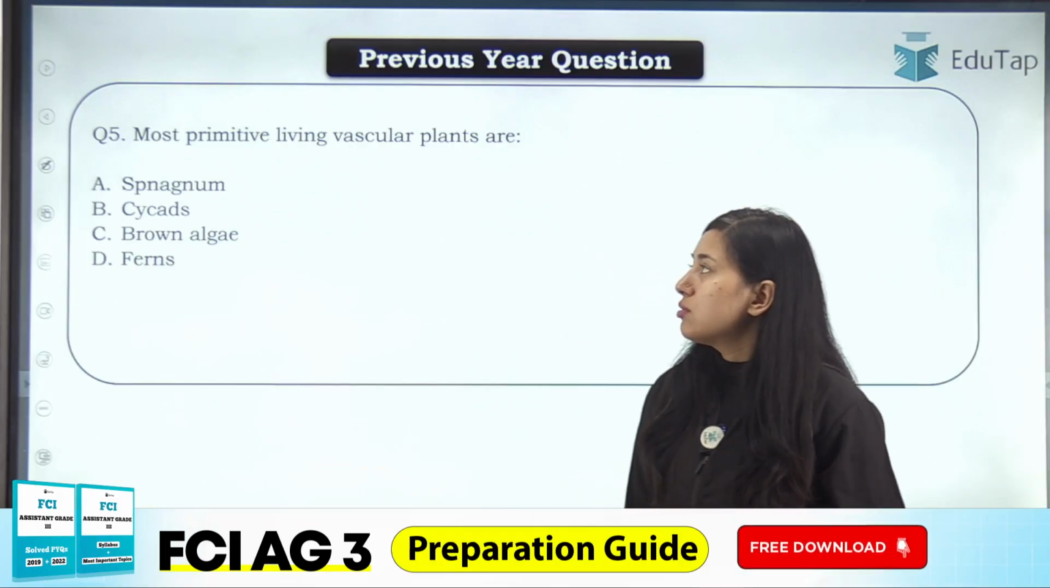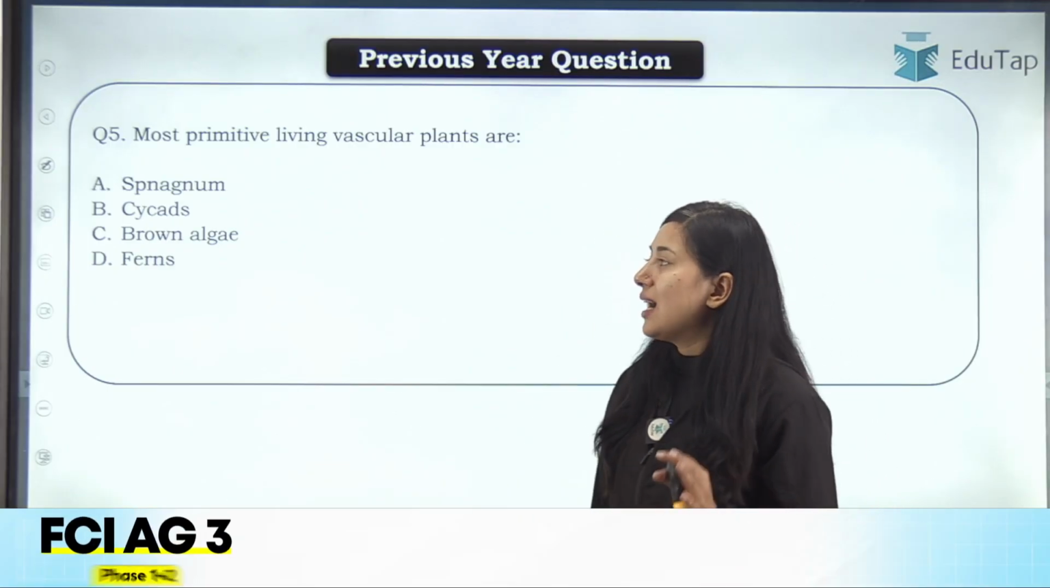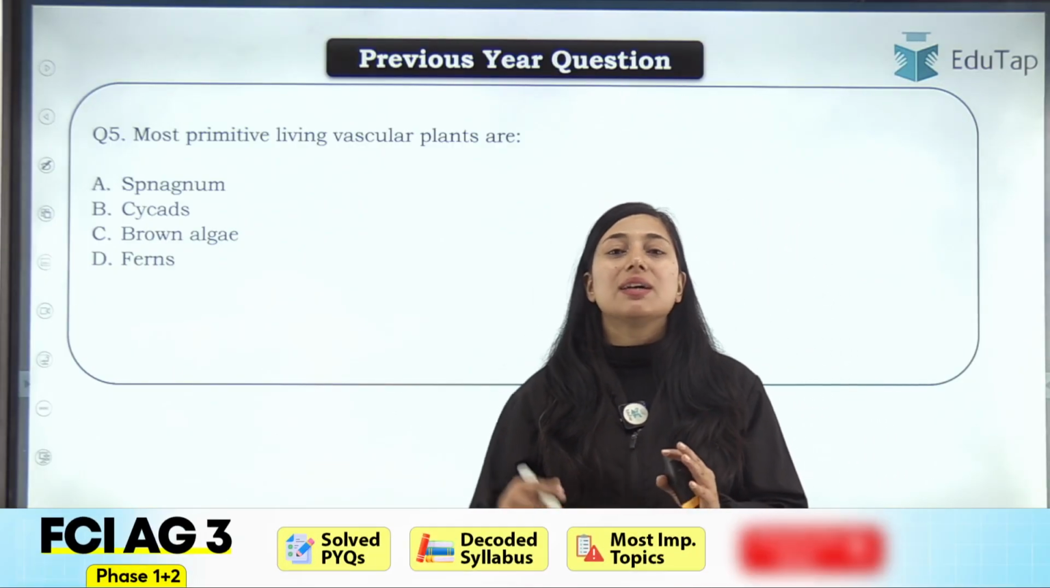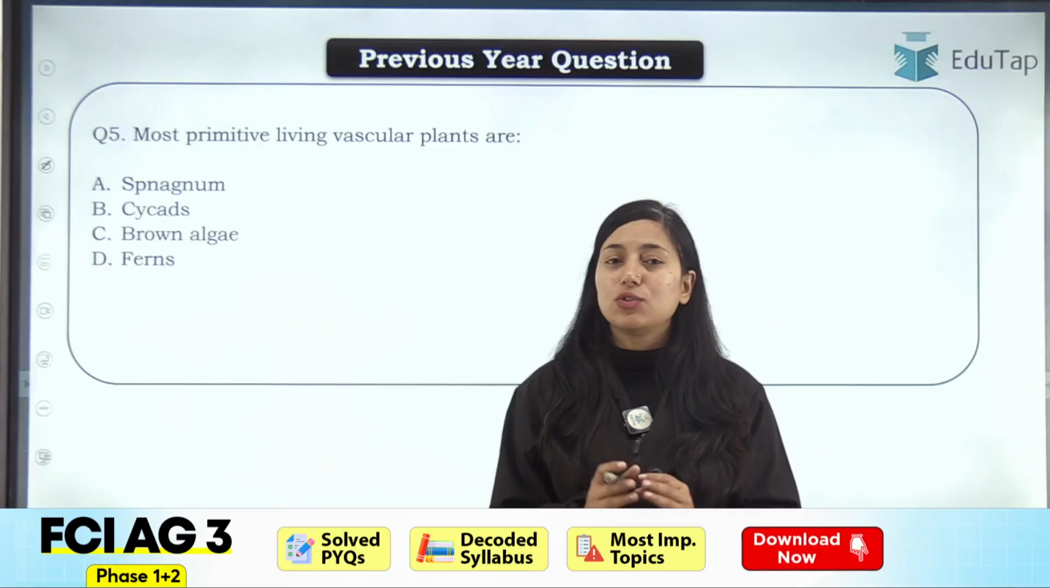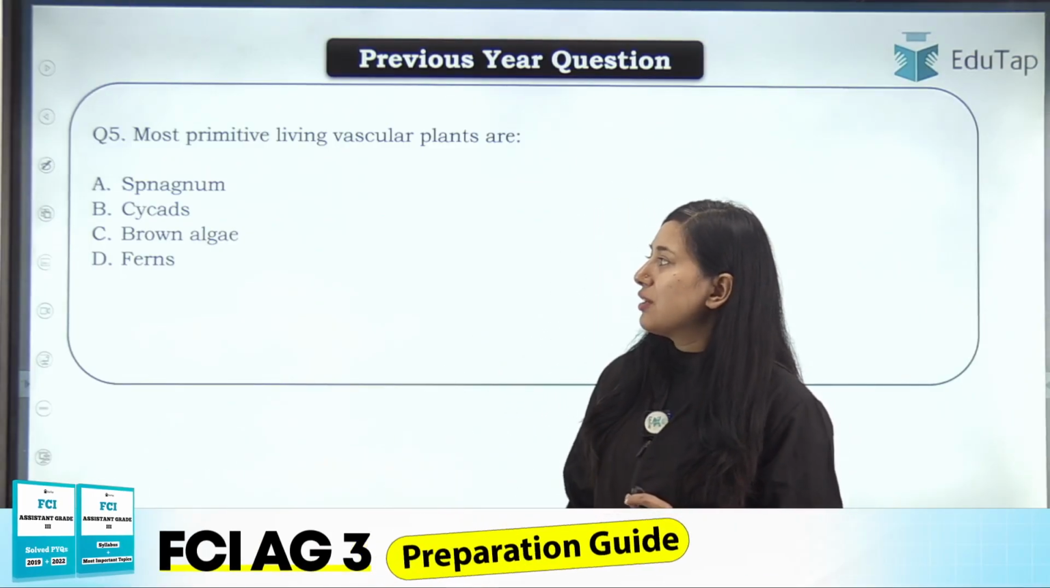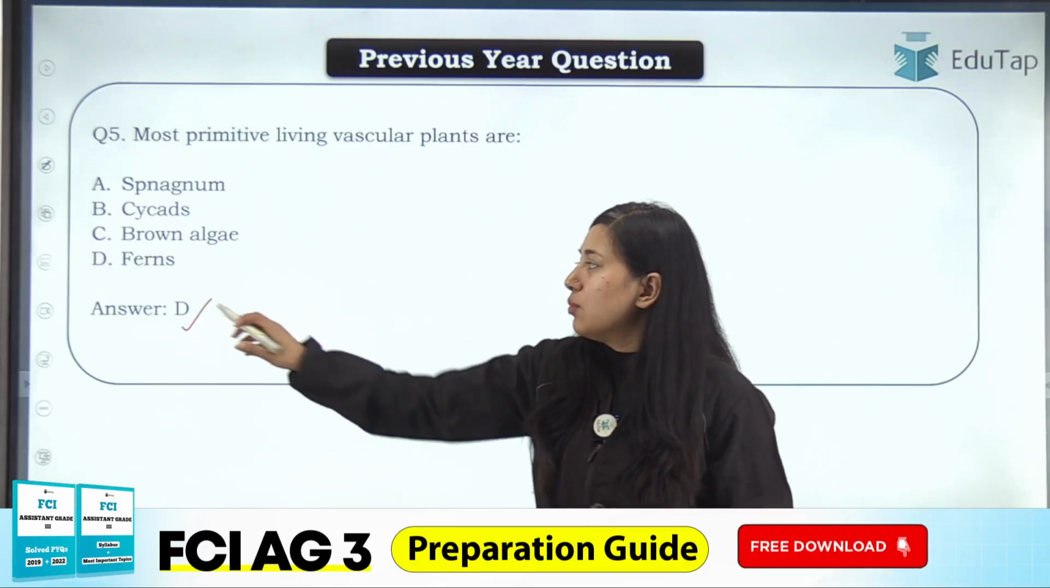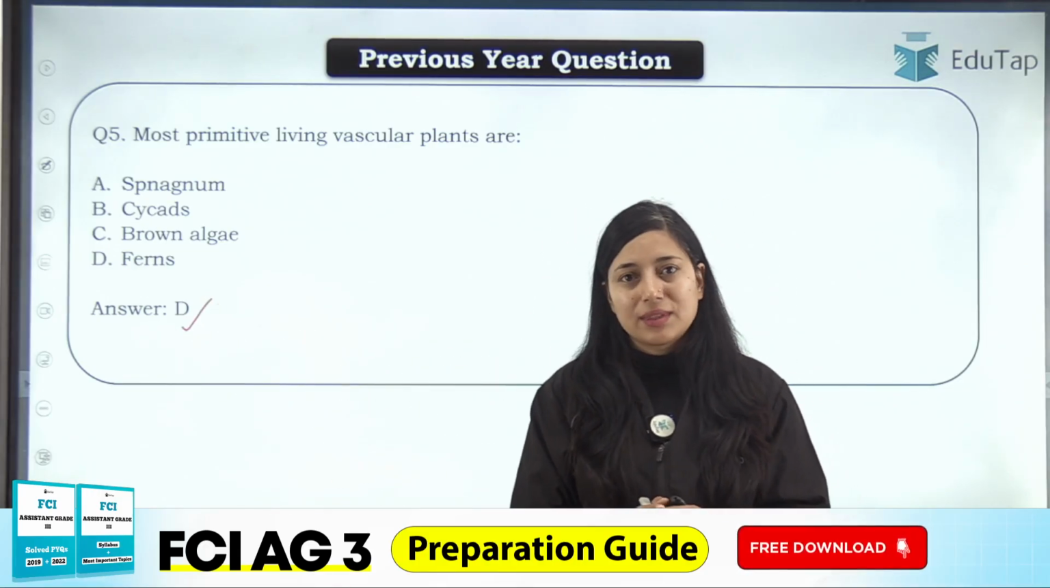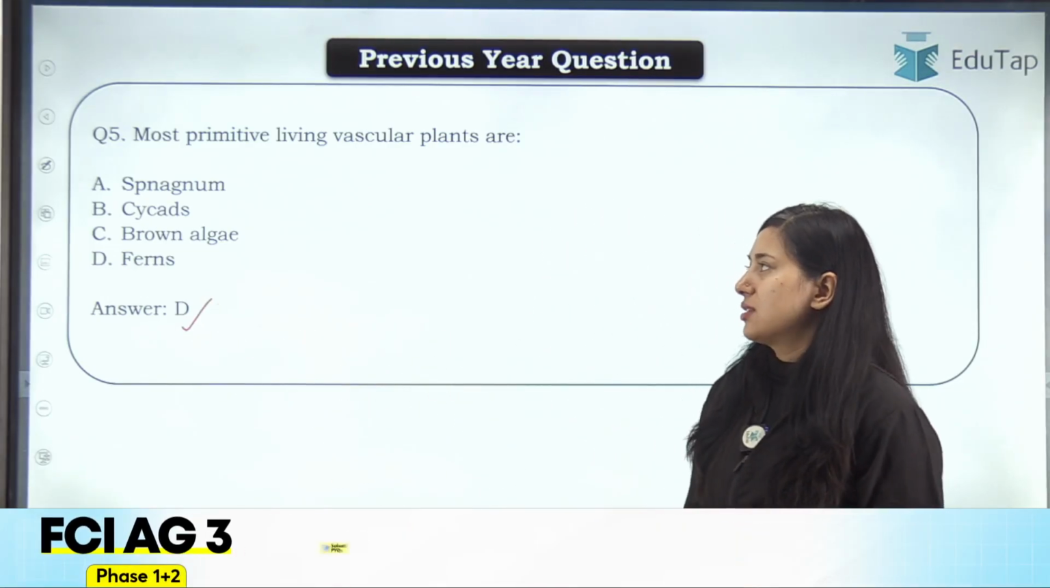Next question is: most primitive living vascular plants are. So this is a question from your plant kingdom. You have to read that chapter from your NCERT biology. And out of the given options, ferns are the most primitive vascular plants. Clear? So the answer will be ferns.